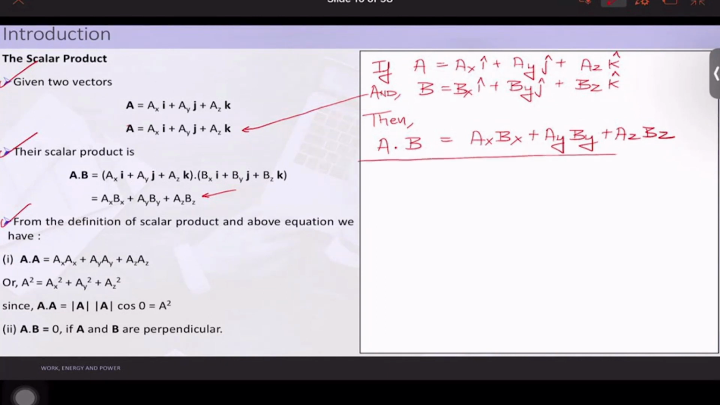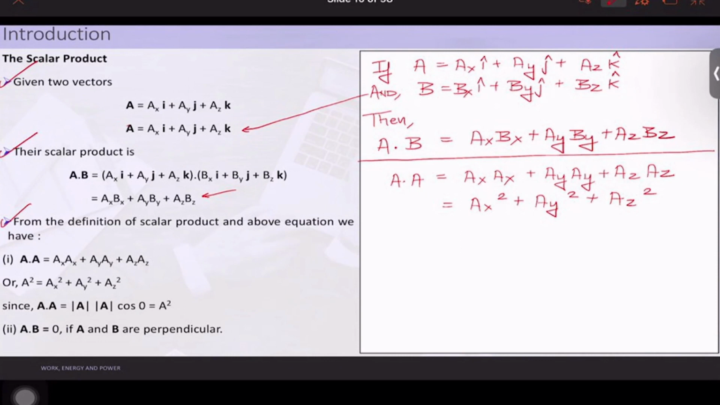So now let us do one more thing. Let us do A dot A. If we do A dot A, this will be the component of AX multiplied by AX only, component of AY multiplied by AY only, and component of AZ multiplied by AZ only, which is equal to AX squared plus AY squared plus AZ squared. Right? That is written here. That is, A dot A is equal to AX into AX plus AY into AY plus AZ into AZ. So I'm just multiplying the components first in X, then in Y, and then in Z, and then adding all of them. So therefore what we can say?